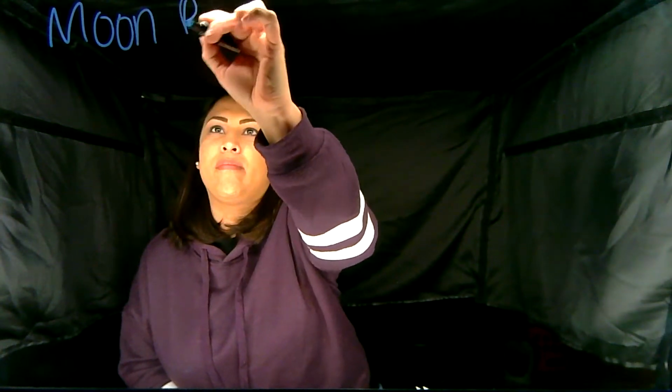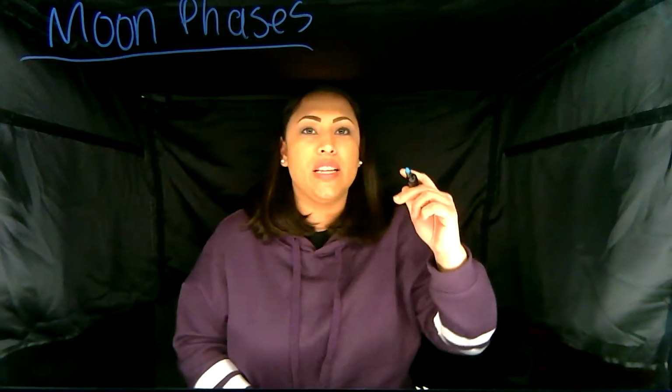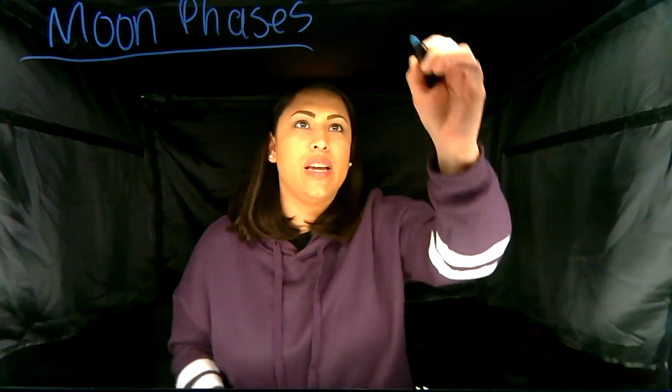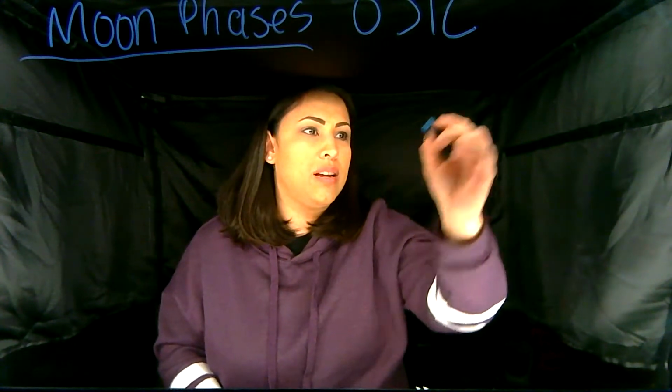So get out your notebook or a sheet of paper so you can follow along and take some notes with me. The title of our page is going to be Moon Phases. Alright, so one trick that we're going to learn is O, backward C, I, forward C. Can you all see that?